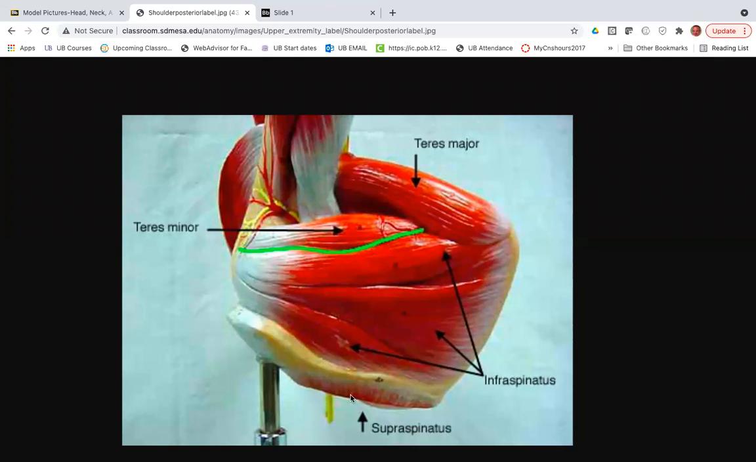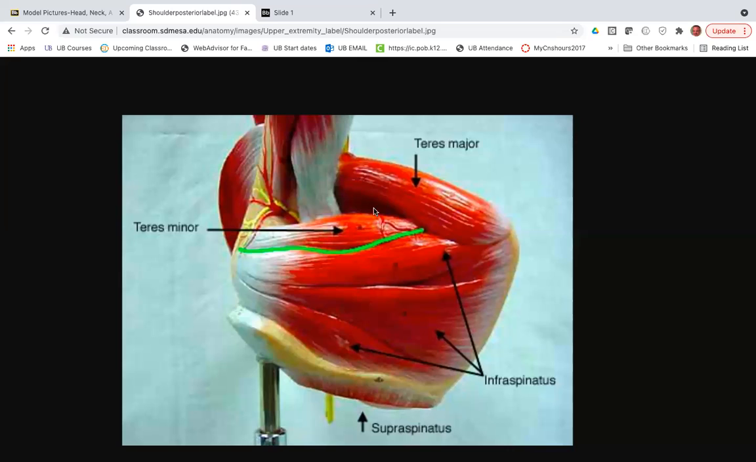Now, supraspinatus abducts the shoulder. Infraspinatus externally rotates the shoulder. And so does Teres Minor. So infraspinatus and Teres Minor, both of these are external rotators. So you have AB for abduction, EX for external rotation, EX for external rotation again. Okay.